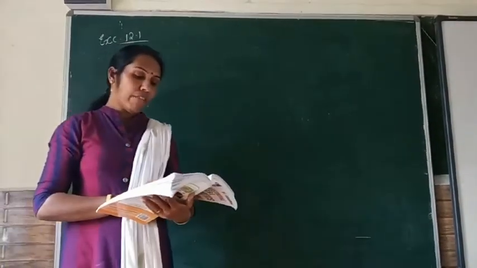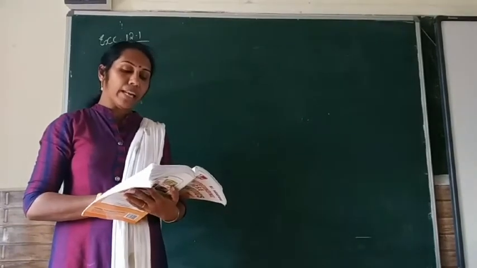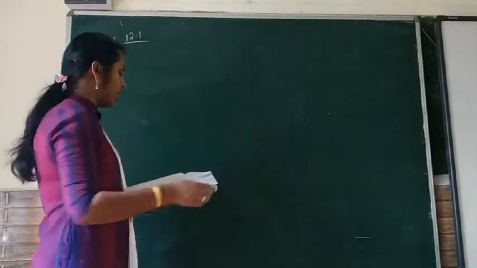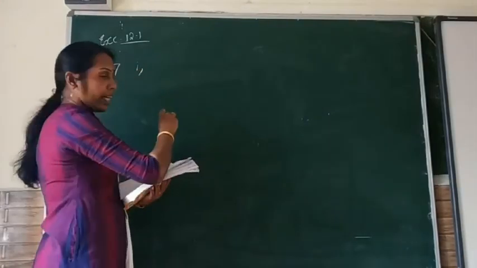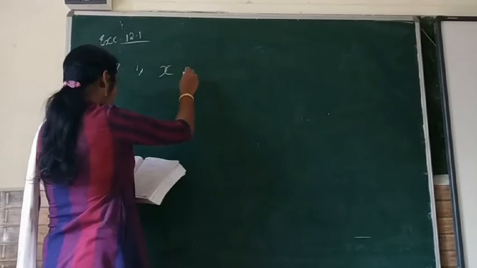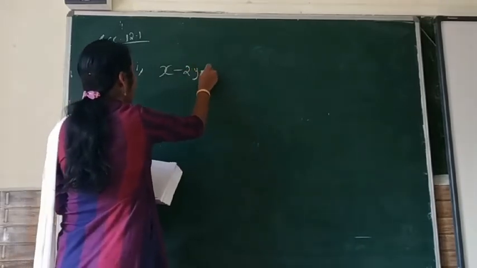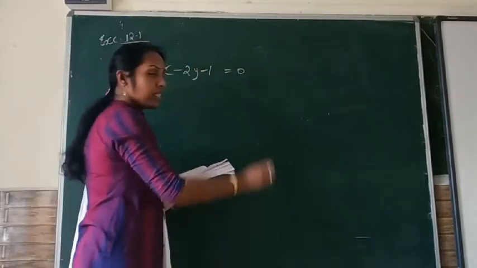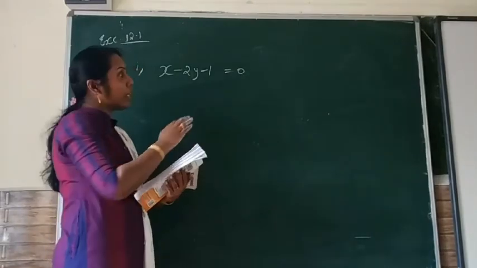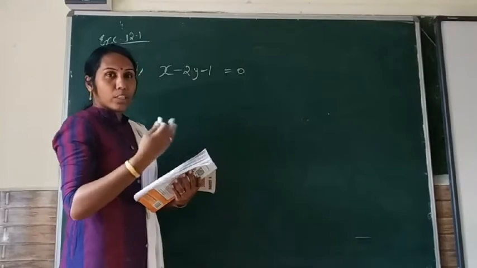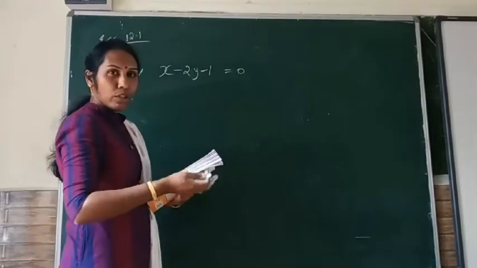Now question number 7, first one, find the slope and y-intercept of the following lines. Here the equation is given as x minus 2y minus 1 is equal to 0. It is given in its standard form, but to find out the slope and y-intercept, we need to convert this into the slope intercept form, that is y is equal to mx plus c.